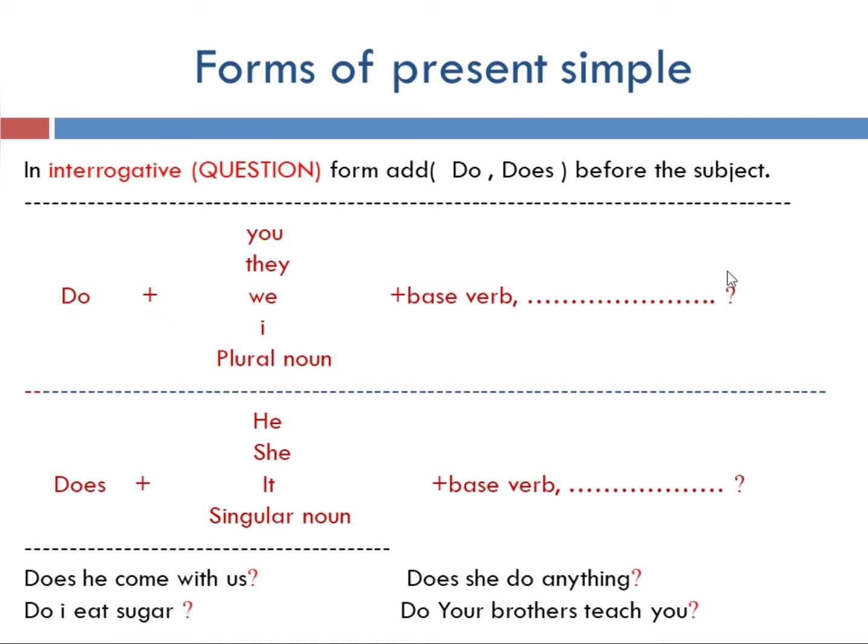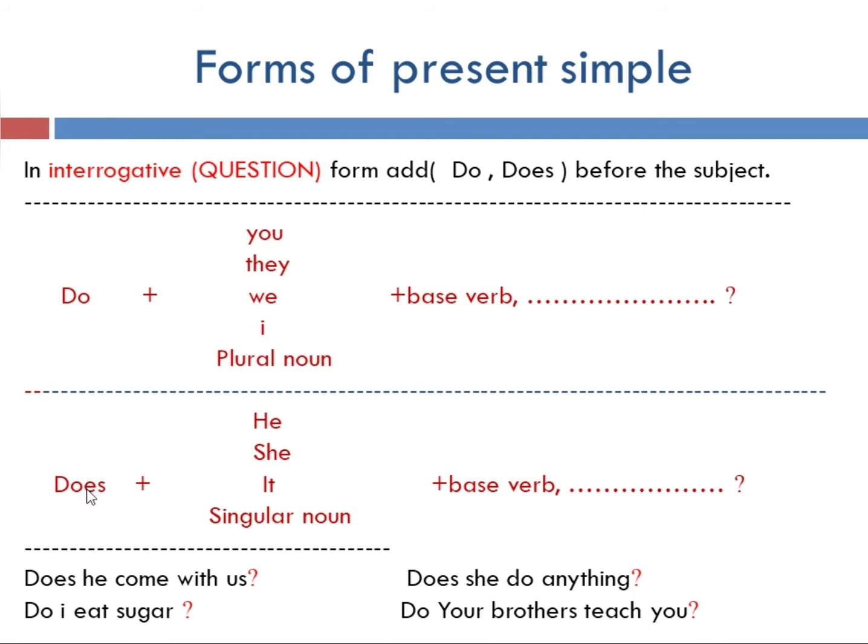But one thing is very important. Please don't forget this question mark, because it's a question form, and do not set a full stop at the end of your sentence. Be careful about adding this one. So do for these subjects like you, they, we, I, and a plural noun. And does for these subjects, he, she, it, or a singular noun. Then you will add your base verb, and after you complete your sentence, set your question mark.